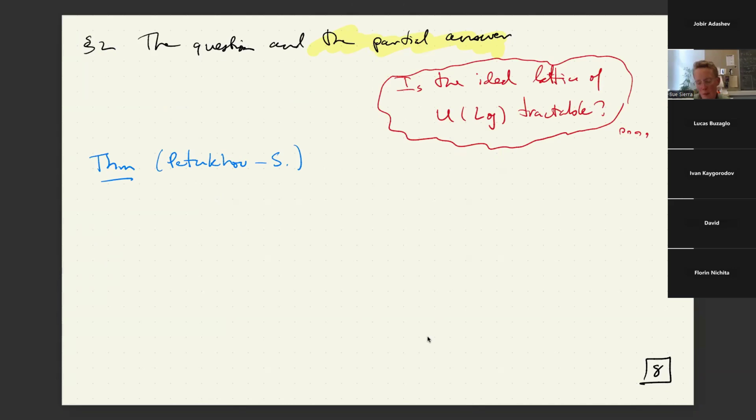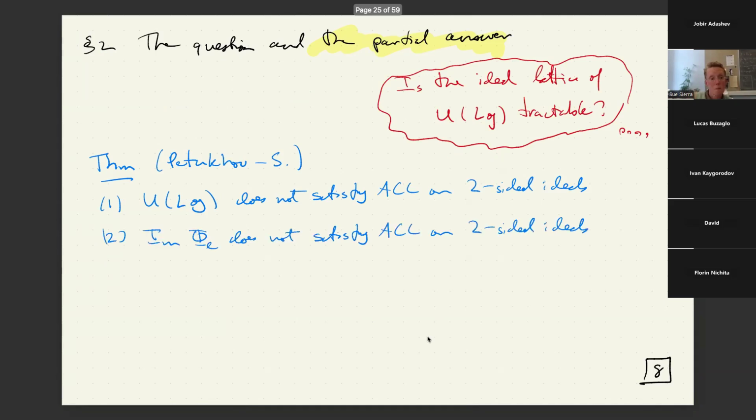So it's no and yes at the same time. So here's the no: the enveloping algebra of the loop algebra does not satisfy the ascending chain condition on two-sided ideals. Just like we saw it's not one-sided Noetherian, it also isn't two-sided Noetherian, right? There are infinitely generated two-sided ideals in this ring. In fact, the image of any phi L doesn't satisfy the ascending chain condition on two-sided ideals.